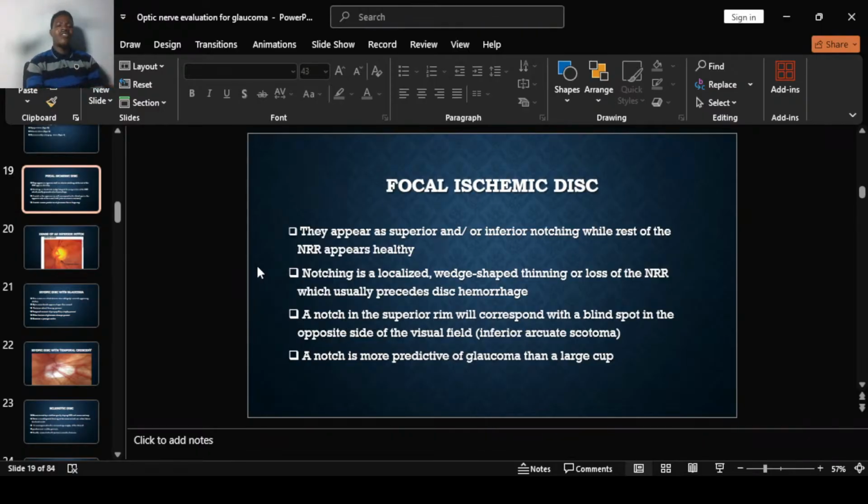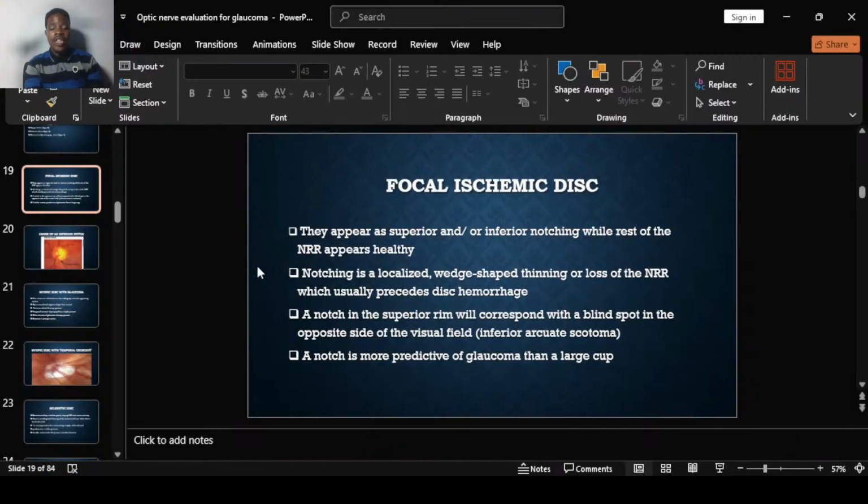So a notch is a localized wedge-shaped thinning or loss of the neuroretinal ring, which usually precedes disc hemorrhage. Every time we call a thing a notch, we are saying that there is a loss in the neuroretinal ring in that area. So it is localized, it's not generalized. So a focal ischemic disc notch is a localized loss in neuroretinal rim.